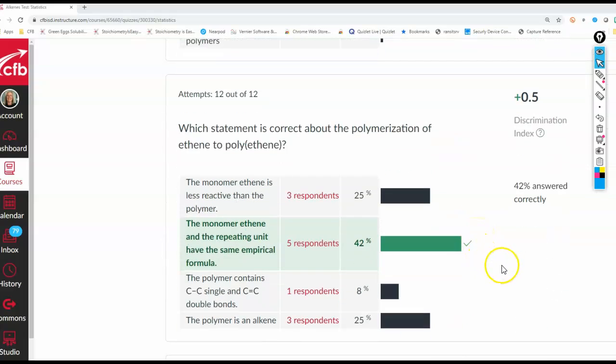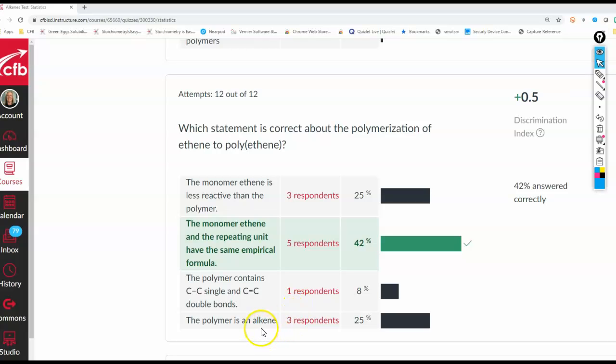Which statement is correct about the polymerization of ethene to polyethene? The monomer ethene and the repeating unit have the same empirical formula. Yes, because all you're doing is breaking a pi bond so that there are places for connections to be made. You are not changing the mass by adding even a hydrogen to it. The polymer contains single bond Cs and double bond Cs. Yes, sort of, but usually the double bond has been broken. If there's more than one double bond, there might be a double bond left, but in this case, there was only one double bond.